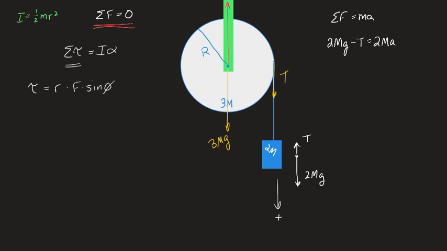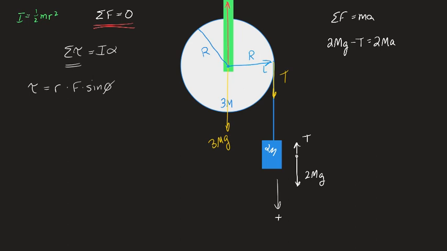A torque has 3 parts. The torque arm length, the size of the applied force, and the angle between the torque arm and the applied force. So the torque arm looks to be this distance here to here, and it is R. The applied force is the tension. And it's pretty clear to me that that tension's at a 90-degree angle.